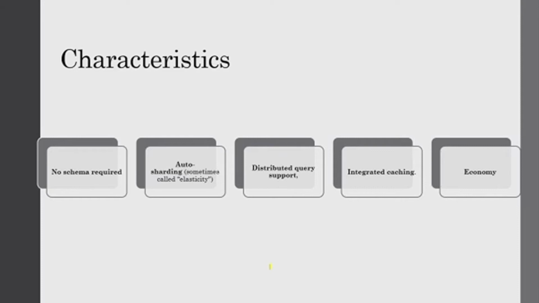And the last one, sometimes the most important, is the economy. Relational databases require installations of expensive storage systems and proprietary servers, while NoSQL databases can be easily installed on cheap hardware clusters as transactions and data volumes increase.